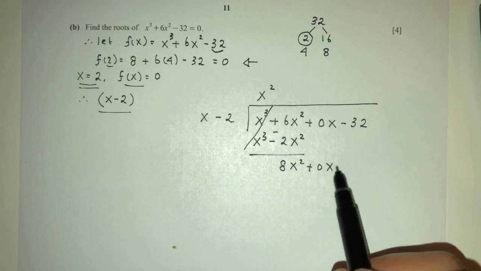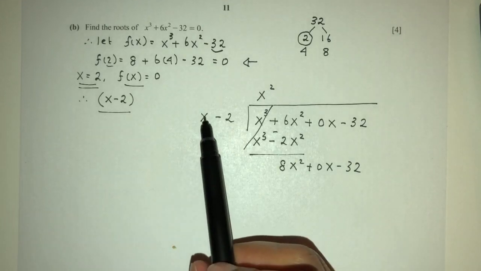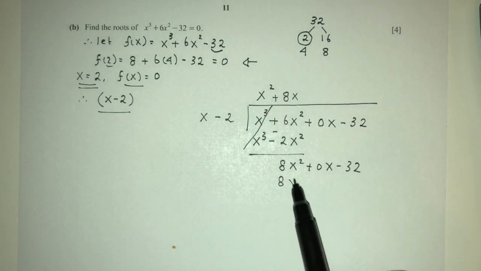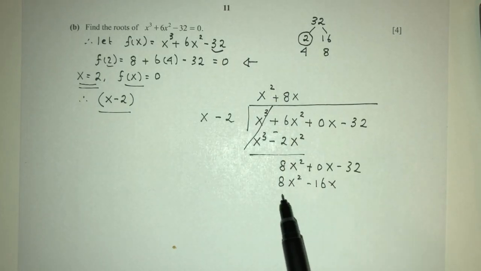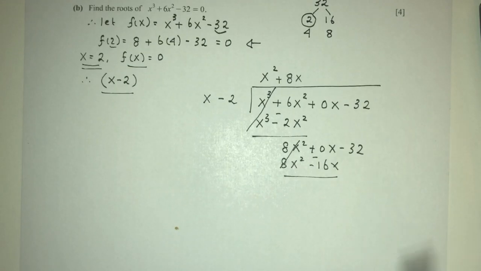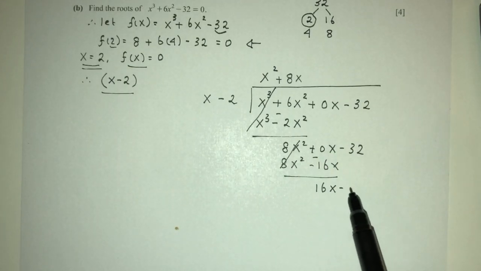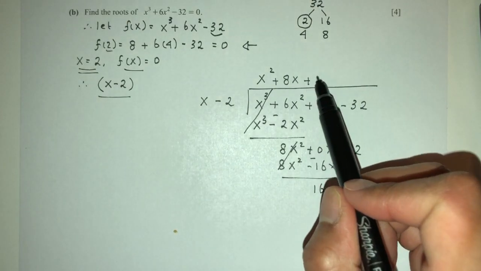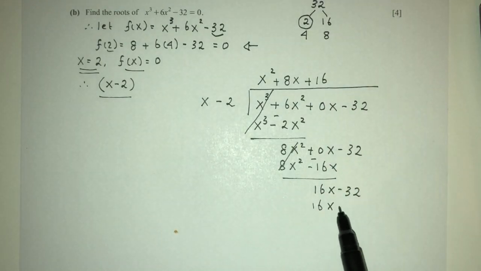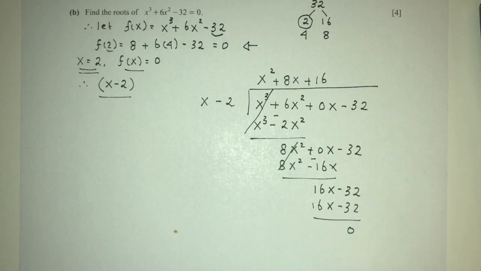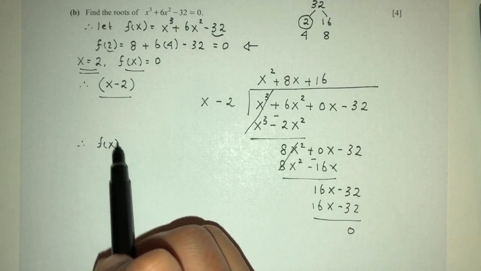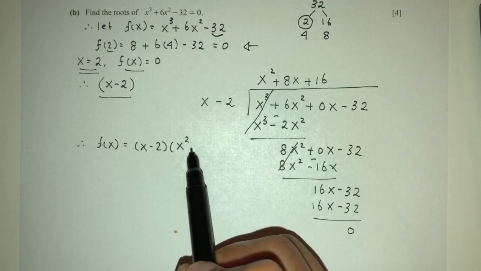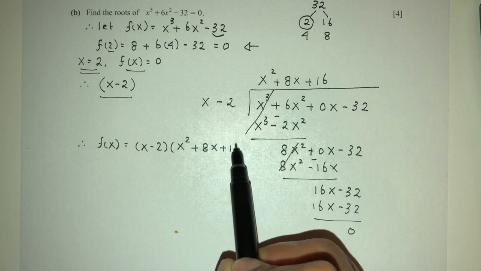And then the rest is the same. Now how can you make x become 8x squared? You have to multiply by 8x, right? That will be this one and minus 16x. Those cancel out, and 0 minus minus 16 will be plus 16, minus 32. Now how can you make x become 16x? Multiply by 16. That will be 16x minus 32, which will be 0. So you realize that f of x is now x minus 2 multiplied by this one, which is x squared plus 8x plus 16.